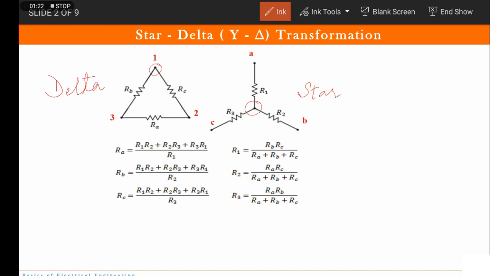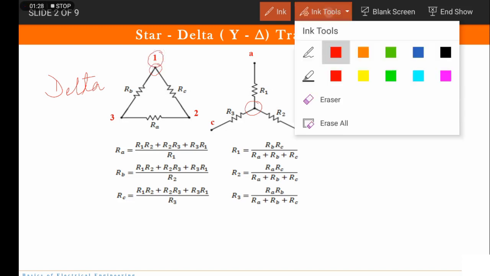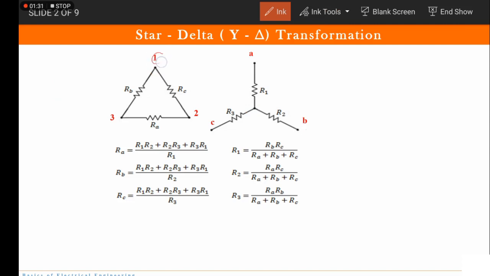Now I'll tell you a trick for this. Now if you see, there are 3 points here. So there is point number 1, point number 2 and point number 3. Similarly, we have R1, R2 and R3. So let us first start with R1. Which two resistors are connected with point number 1? It is RB and RC, right? So R1 can be calculated by taking the product of those two resistances. So it is RB into RC, and you have to divide that product by the sum of all three resistances, RA plus RB plus RC.